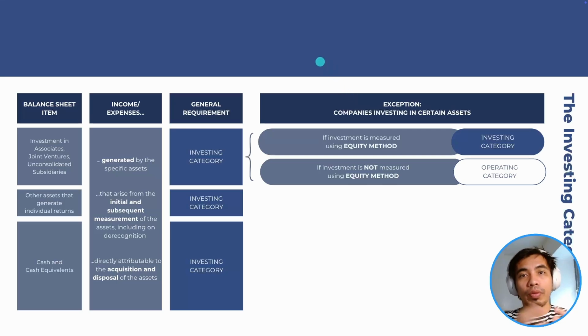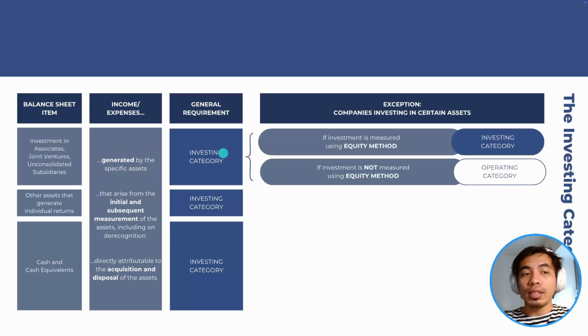the P&L, the profit or loss of that entity under the exceptions. So what are these exceptions? The exceptions are different depending on the different type of asset. So first, the investment in associates, joint ventures, and unconsolidated subsidiaries.